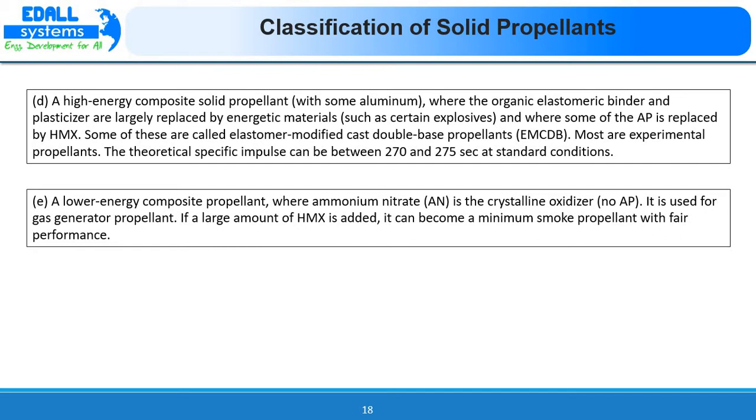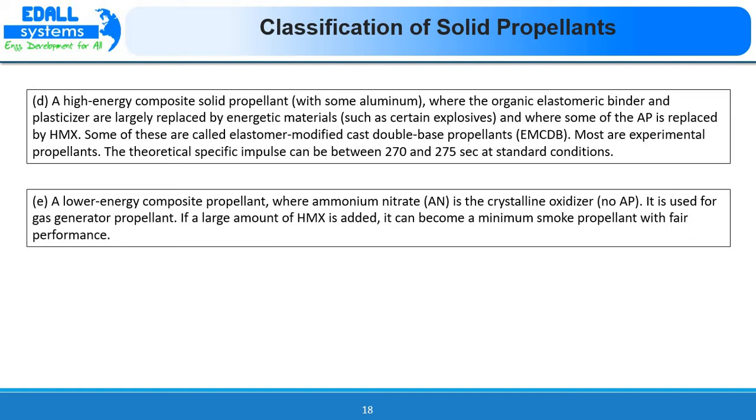And the last category, that is a low energy composite propellant, where ammonium nitrate, that is AN, is the crystalline oxidizer and no ammonium perchlorate is used. It is used mostly for gas generator propellant. If a large amount of HMX is added, it can become a minimum smoke propellant with fair performance. So here the conventional ammonium perchlorate has been replaced by ammonium nitrate as the crystal oxidizer, and this is mostly used for gas generator propellants.